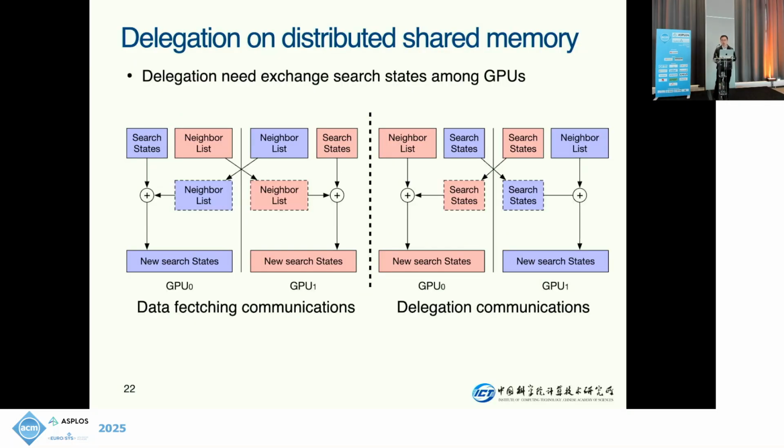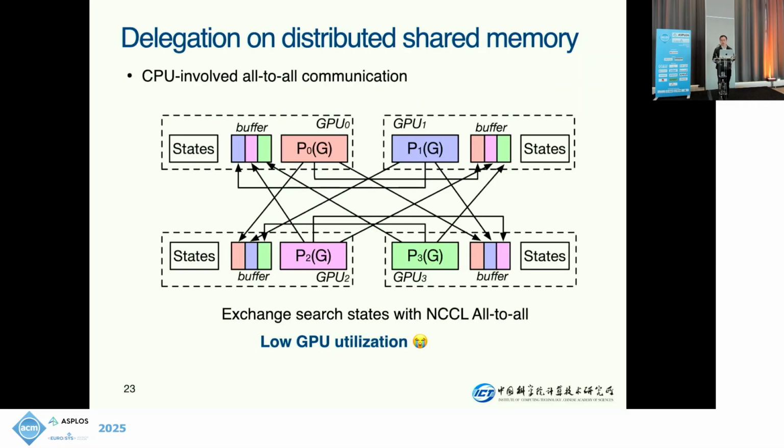Okay, let's see how the communication pattern changes. In the data fetching mode, different GPUs exchange neighbor lists, while in the delegation mode, different GPUs exchange the search state. To achieve task delegation, a simple idea is to write the data to a local memory buffer during each iteration and then perform an all-to-all data exchange using CUDA NCCL.